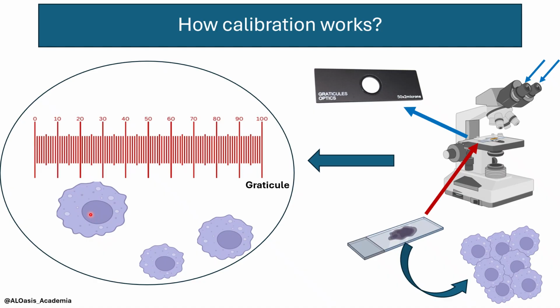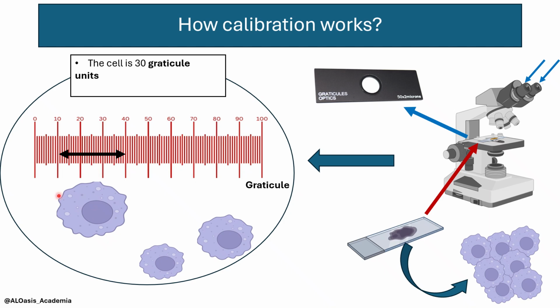So what you will try to do is align one of the cells with the eyepiece graticule, and then measure how many units the size of this cell is. For example, in this instance here, the size of this cell is from 10 to 40, which means it's 30 graticule units. From the previous slide, we already know that each line on this graticule equals 5 micrometers. So 30 times 5 micrometers equals 150 micrometers. And that's going to be the actual size of the cell. And that's the whole thing that you need to do.